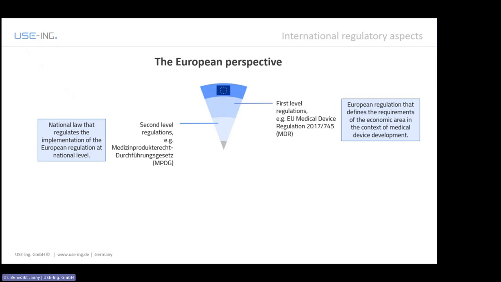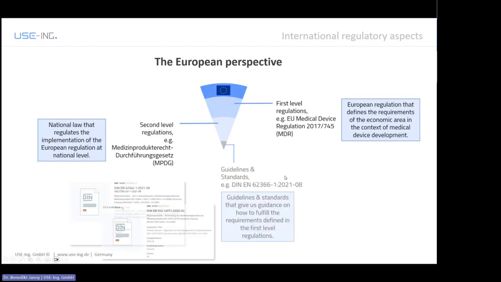So this is done by a third level, which consists of guidelines and standards. Talking about usability engineering in the medical context, the guideline or standard is called IEC 62366. Yeah, there are several other guidelines, of course, that address the second level or the first level regulation, like the 14971 for risk management, for example. But today we focus on the usability engineering guidelines.